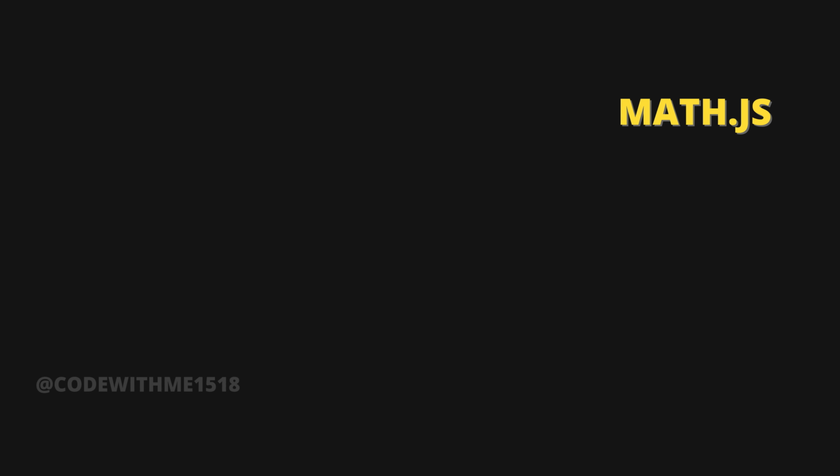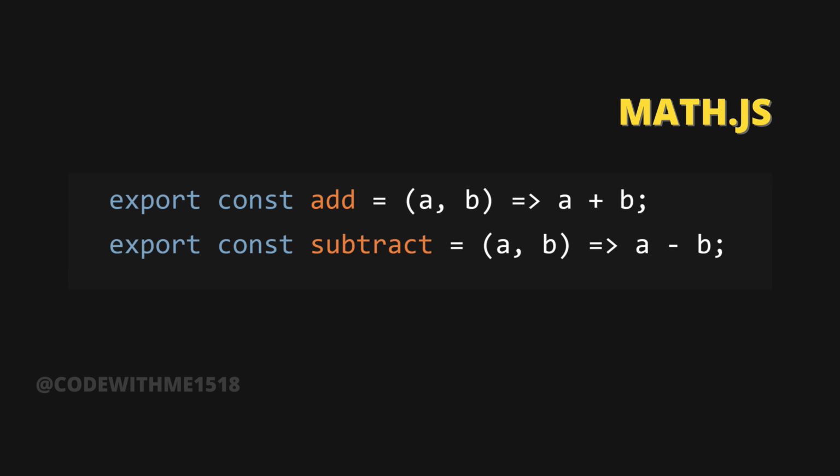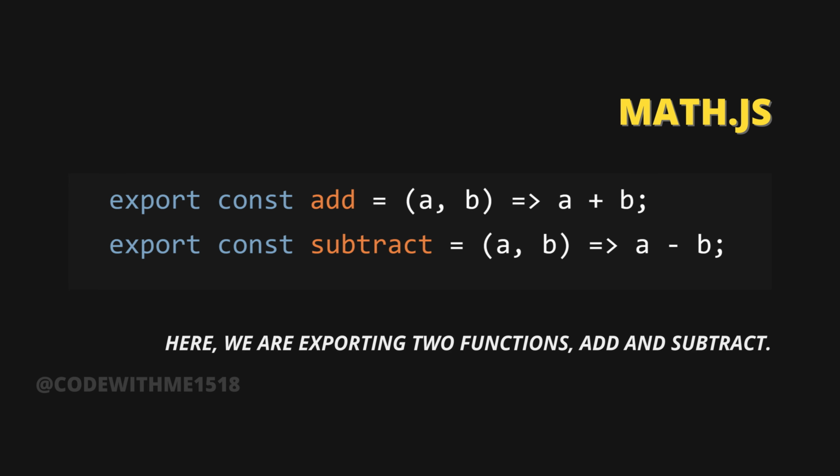Let's say we have a file named math.js. export const add = (a, b) => a + b; export const subtract = (a, b) => a - b. Here, we are exporting two functions, add and subtract.